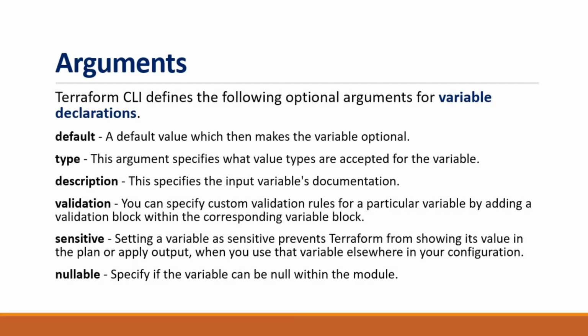Next we have type. This argument specifies what value types are accepted for the variable. With the help of type, you can restrict the values. For example, if you want the variable value only in string format or in number format, those kinds of restrictions you can achieve with the help of type. We will see all these things in a demo.